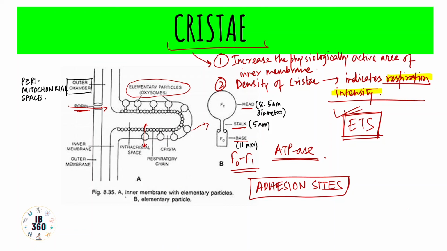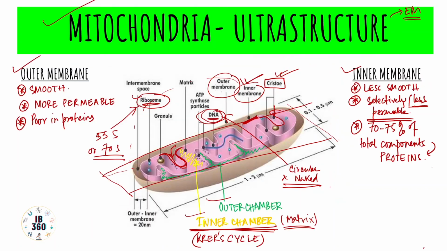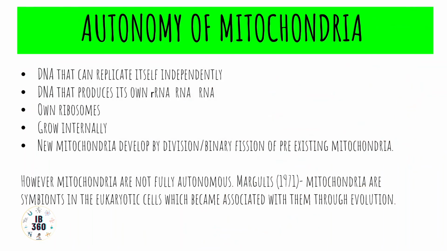We have already talked about that. And the inner chamber is the core of mitochondria. And in the inner chamber only we have all these things: the DNA and the ribosomes, 70S types, and DNA can produce its own RNAs. So from there we come to the autonomy of mitochondria. I said that DNA can replicate itself independently and can also produce its own RNA, then mRNA, tRNA, and the ribosomes, which are 70S types, they resemble prokaryotes.